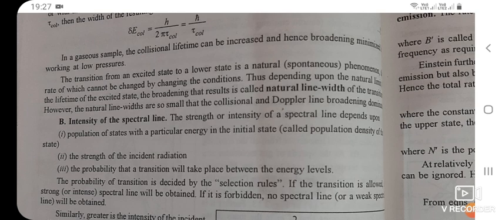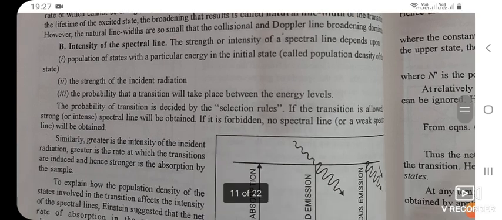Thus, depending upon the natural limit of the lifetime of the excited state, the broadening that results is called the natural line width of the transition. However, the natural line widths are so small that the collisional and Doppler line broadening dominates. Intensity of the spectral line.